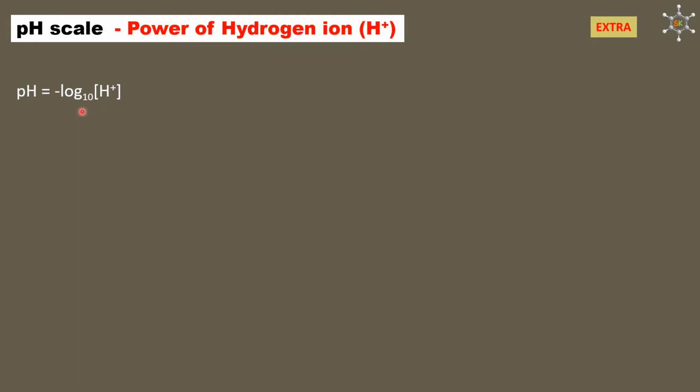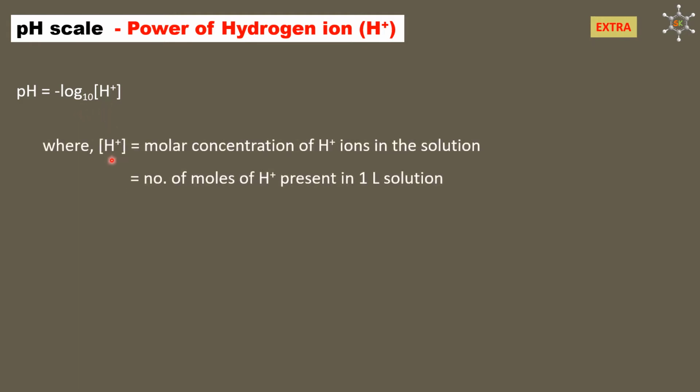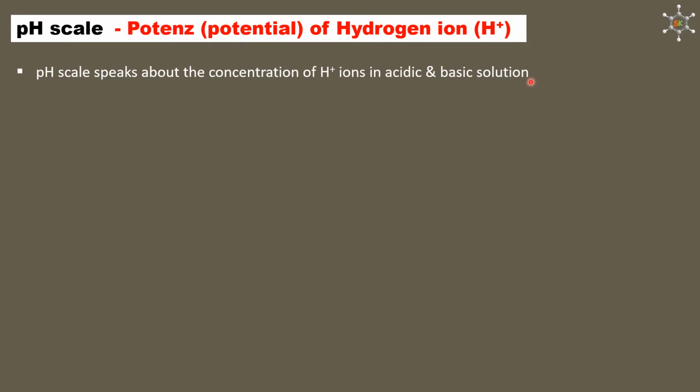Mathematically, pH is equal to minus log of H plus. H plus is the molar concentration of H plus ions in the solution, which is nothing but the number of moles of H plus present in 1 liter of the solution. The pH scale speaks about the concentration of H plus ions in acidic and basic solution. Recall the point, both acidic and basic solution consist of both H plus and OH minus ions in it.